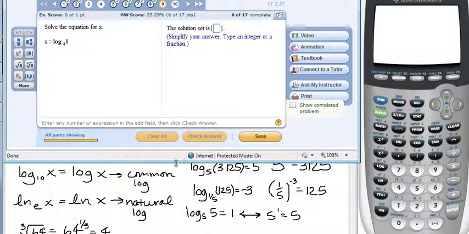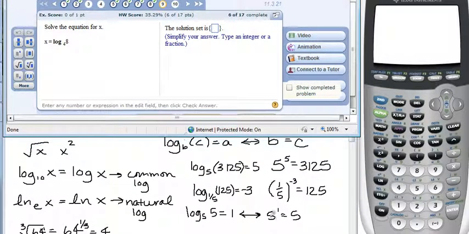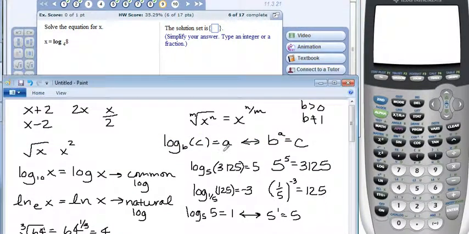Now we're going to start solving. Whenever I'm stuck as a logarithm, I change it over to an exponential form and I try to solve it that way. And whenever I'm stuck exponentially, I'm going to try to switch it over to a log form and solve it that way. So you can see right now that I'm stuck.